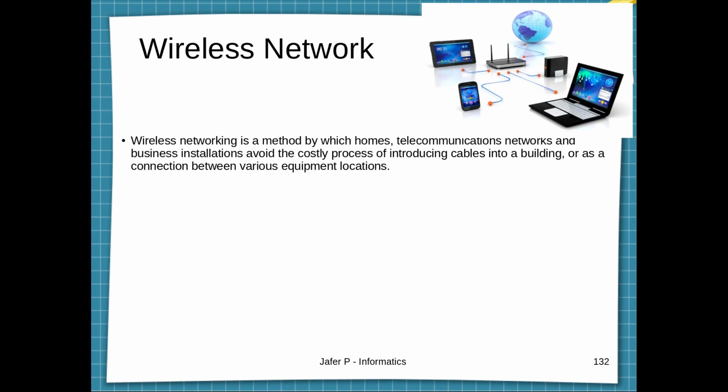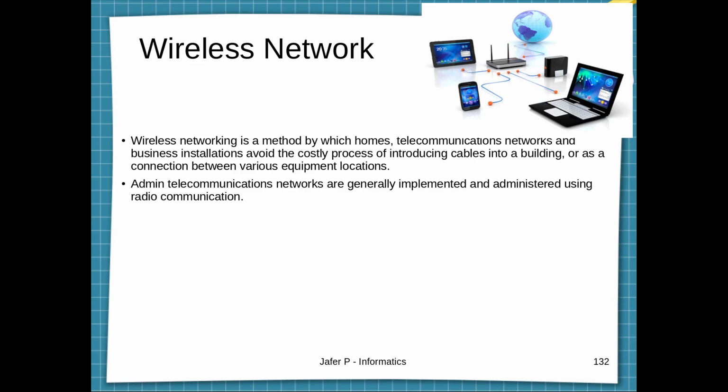When I use cables, it will be not only cables, there will be supporting network devices as well. So it will be costly when you want to implement a network. To reduce that cost, we are going for another kind of network, which is called wireless network. It is a method by which homes, telecommunication networks and business installations avoid the costly process of introducing cables into a building or as a connection between various equipment locations. You can reduce that cost of various equipment and cables.